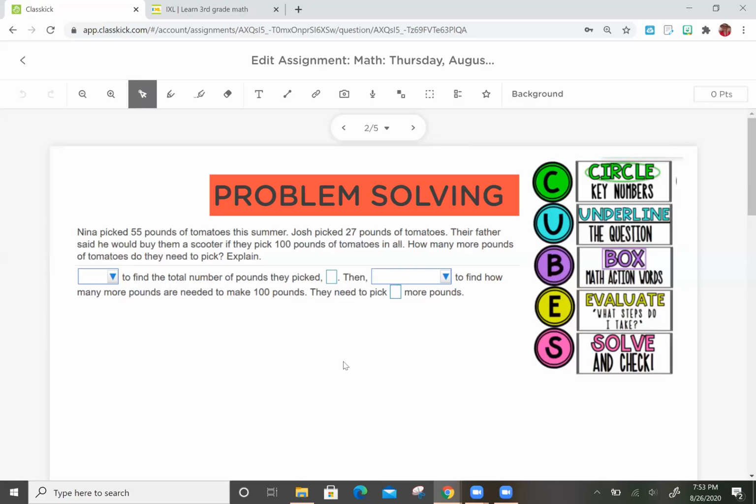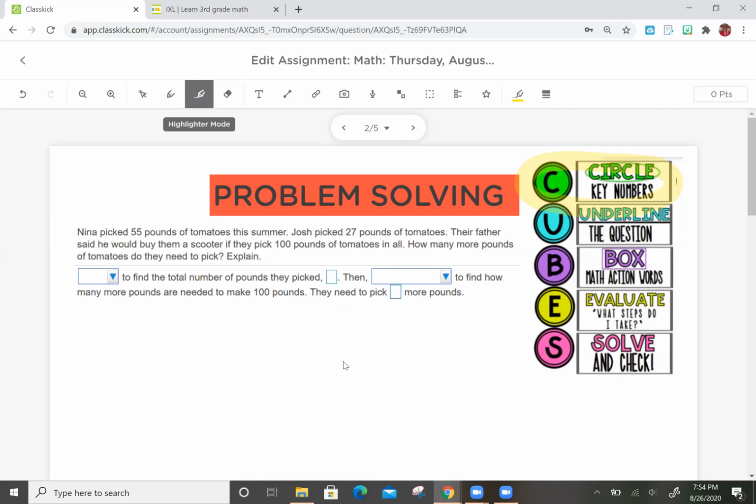So for our problem solving today, we're going to be using cubes once again. We have our little checklist on the right side, and I am going to leave some parts for you to do. Now this is on your Math Thursday, August 27th page, and whatever I ask you to complete, that's what I would like you to do. Today, you are going to be doing the circle part on your own, okay? And then we'll be writing the rest together.